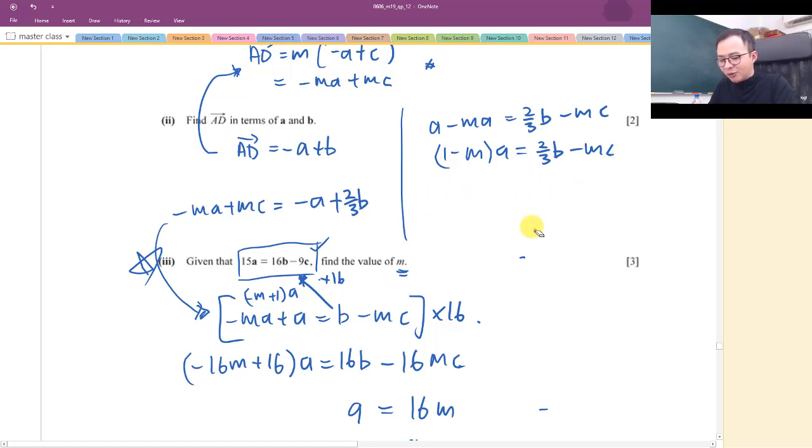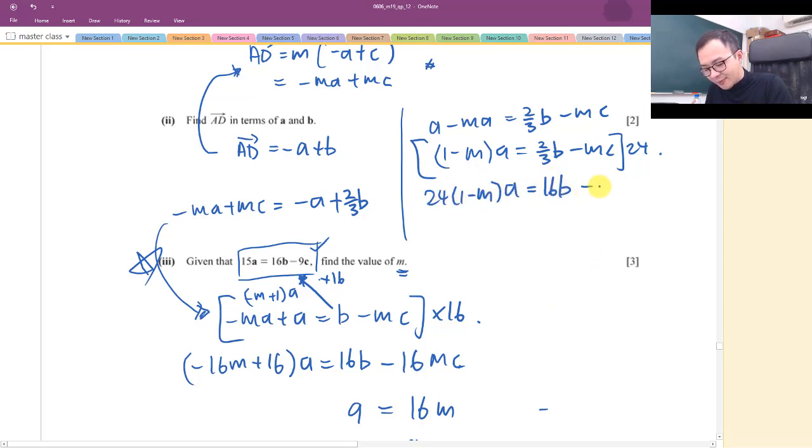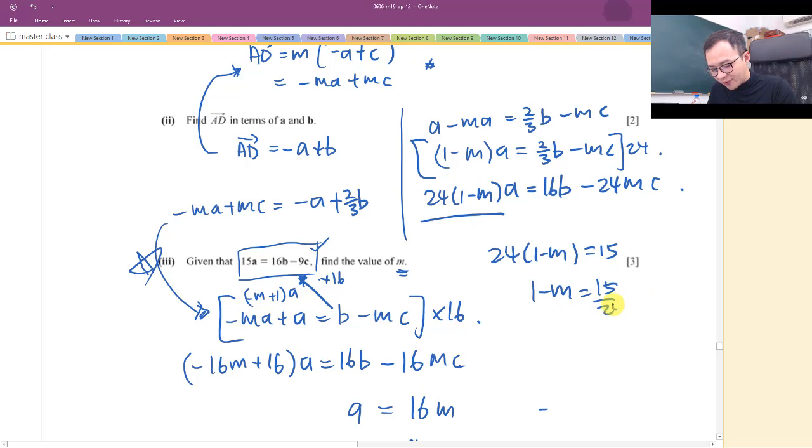And now I need to think how to make the 2 over 3 become 16. So 2 over 3 multiplied by x becomes 16. So x is 24. So I need to multiply 24 for the whole equation here. So I have 24 times (1 minus m)A equals 16b minus 24MC. Comparing A, 24 times (1 minus m) equals 15, and 1 minus m equals 15 over 24.